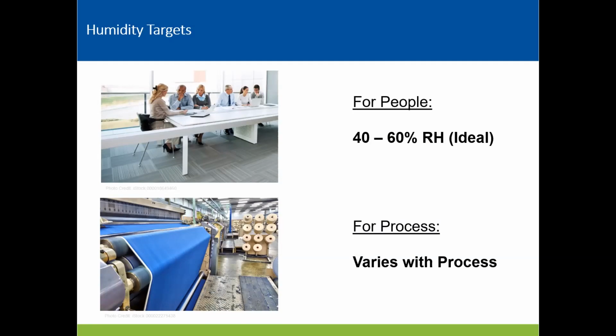So to summarize, where do we want the humidity targets for our spaces? When we're talking about processes, that'll really depend highly on the process. But when we're talking about people, we really want to have that in a moderate mid-range, 40 to 60%, down as low as 30% in very cold or very dry environments.